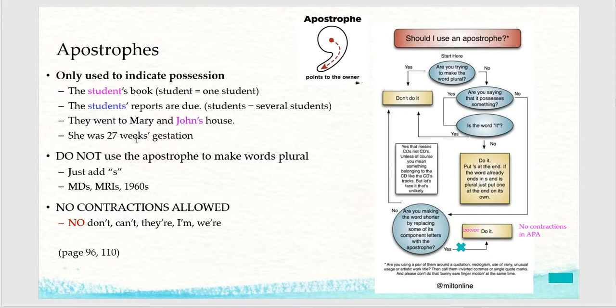And then here's some other uses that we see. She was 27 weeks' gestation. Do not add the apostrophe to make words plural, just add S, so MDs, MRIs, 1960s. And in APA style and in all the writing styles, except for the Associated Press, no contractions are allowed. So you cannot use any words with contractions in APA style.